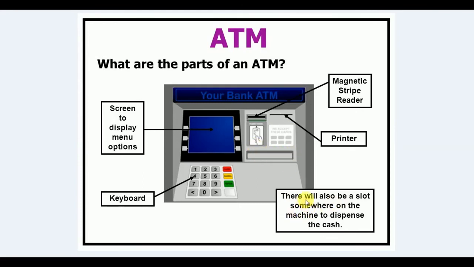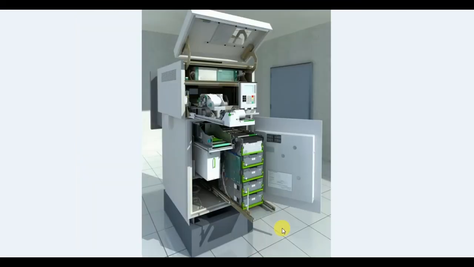And see here, there will also be a slot somewhere on the machine to dispense the cash. So this particular place is where you receive your cash. And some machines are also cash deposit machines as well, where you can deposit your check and you can deposit your cash in that particular area. So this is called the structure of the ATM machine.